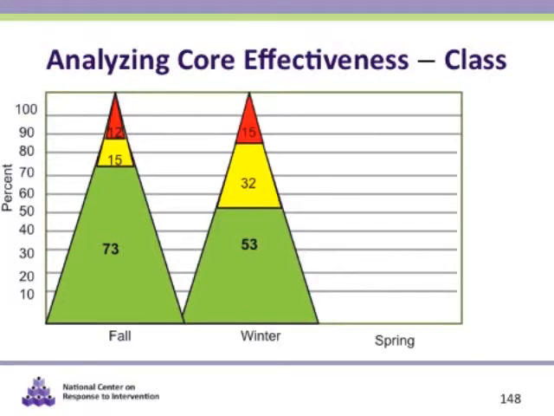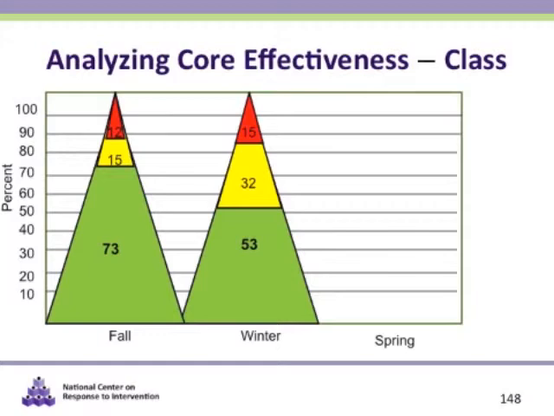Now what happens is when we get our winter data back, we notice that the percentage of students meeting established criteria decreased from 73% to 53%. It appears that during that time, the primary prevention, what we were providing for most students, which was the core instruction and curriculum, was not effective for a large number of kids. So we need to look at what's happening as a whole.